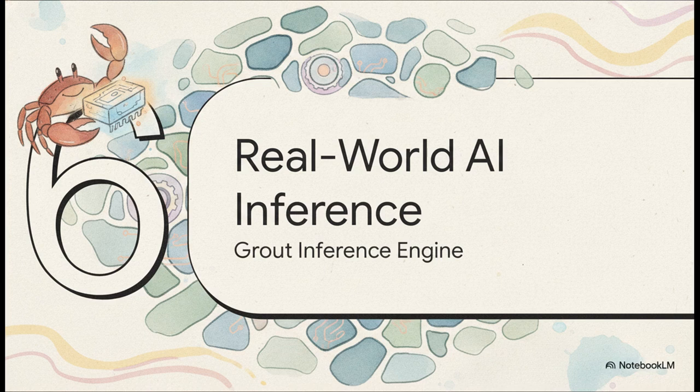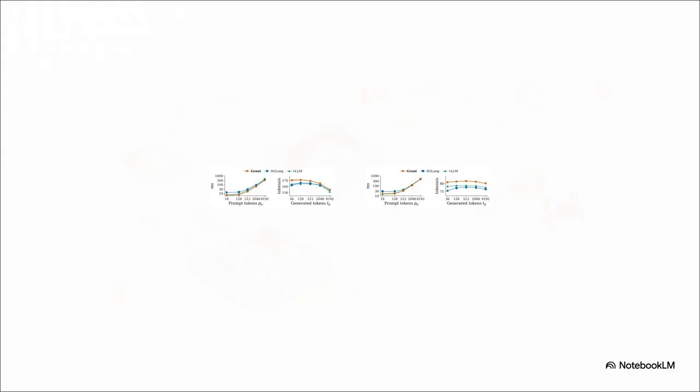Finally, part 6, real-world AI inference, featuring the Grout inference engine. Let's see how this tech actually holds up outside of perfect little micro benchmarks and in the messy real world. To test this, researchers built Grout, which is an end-to-end AI inference engine for the Qwen3 large language model, and it's built squarely on top of cuTile Rust. And wouldn't you know it, Grout goes toe-to-toe with established, state-of-the-art inference engines like vLLM and SGLang.